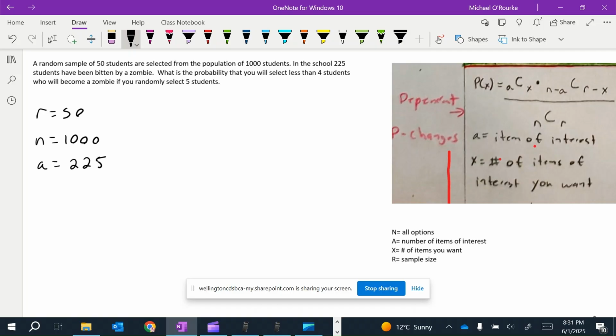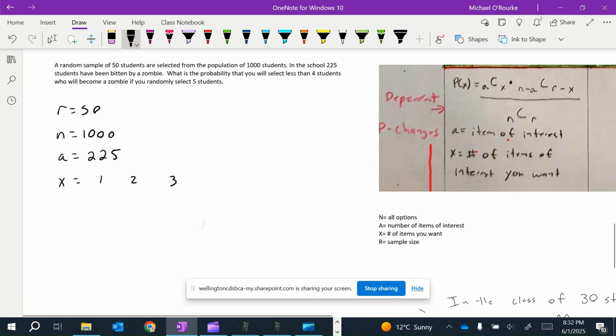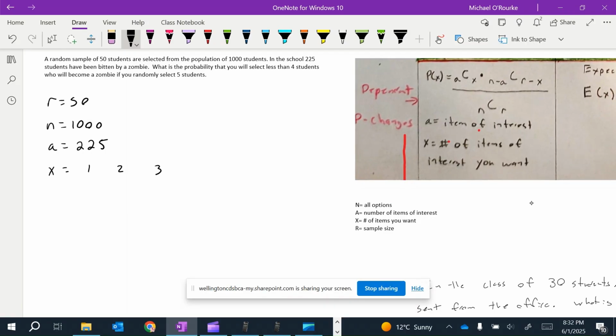So my X here, I want less than 4. So it's going to be 1, 2, and 3. Those are going to be my 3 ones I'm going to do. Okay. So I'm going to go 225 choose 1 to start. And now there's going to be how many people left? 775, choose 4. Divided by 1,000, choose 5. Okay?